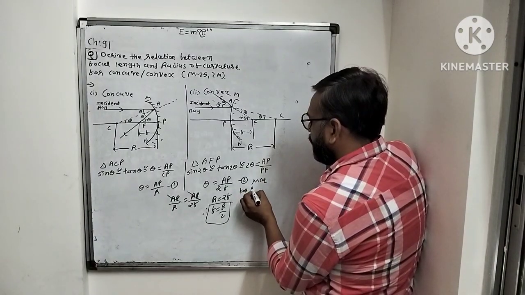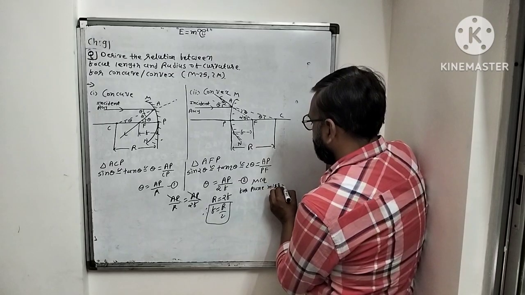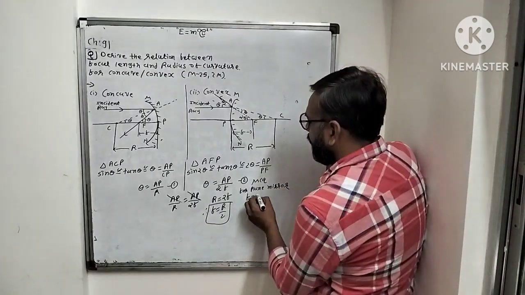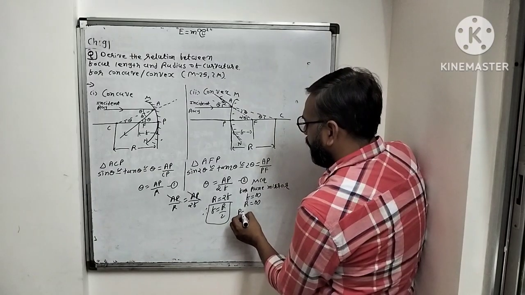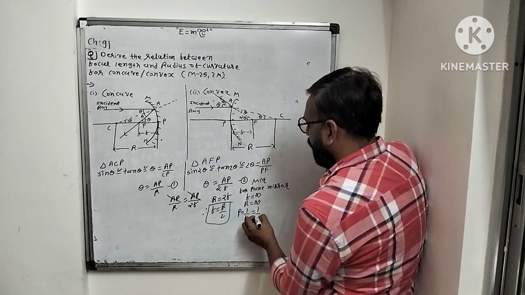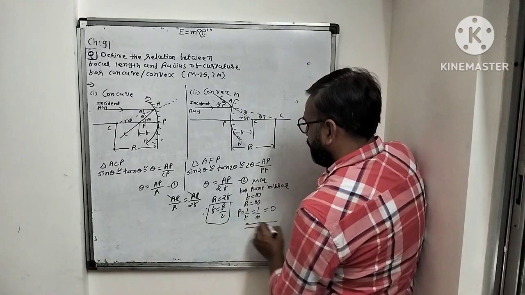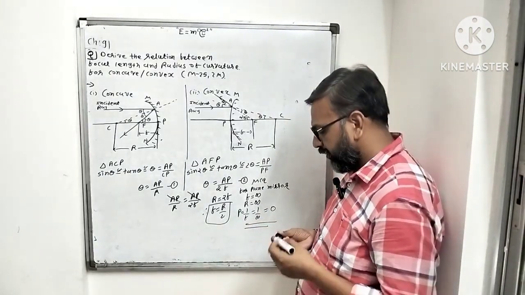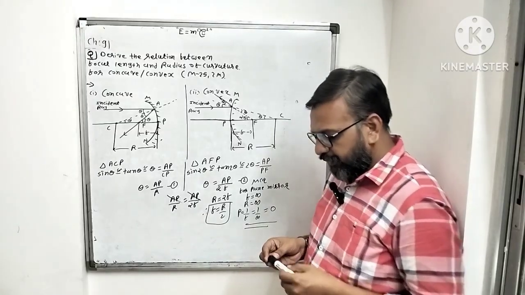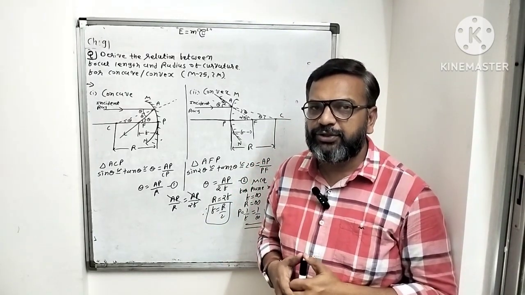For a plane mirror, focal length is infinity and radius of curvature is infinite, so power, 1 upon f, is 1 upon infinity, that is 0. This MCQ was asked in the board exam. So write the theory properly. Best of luck.